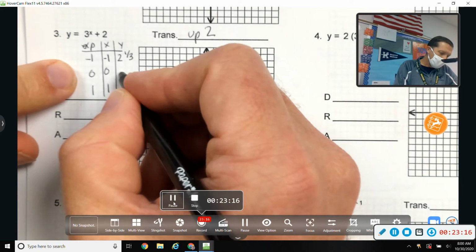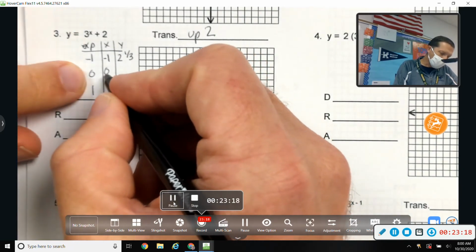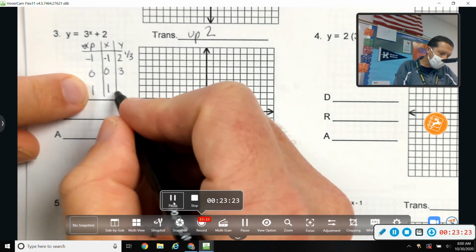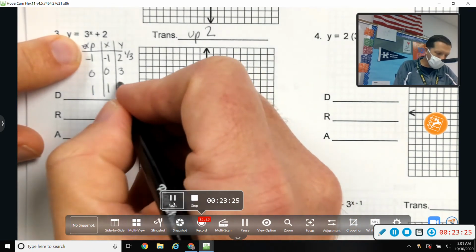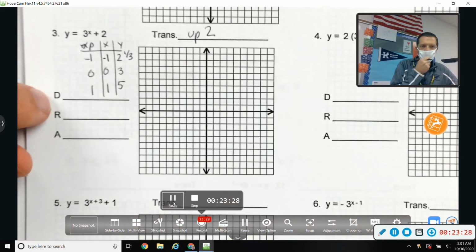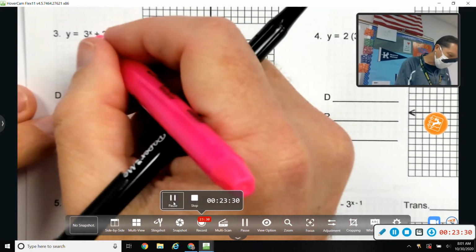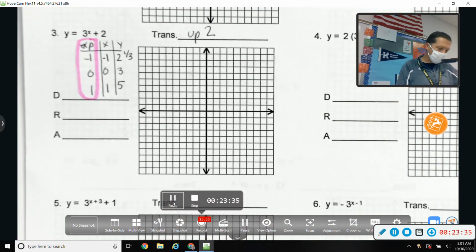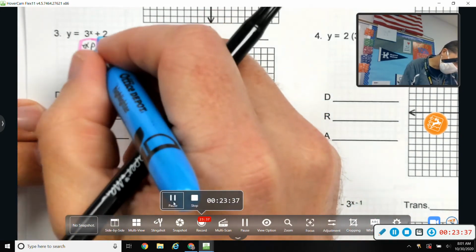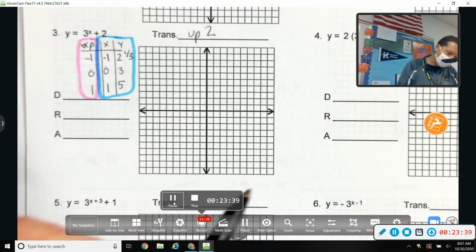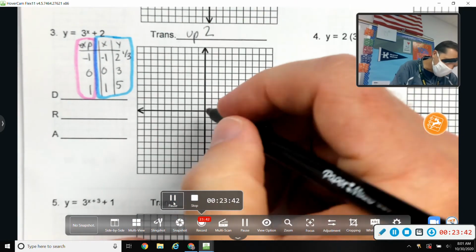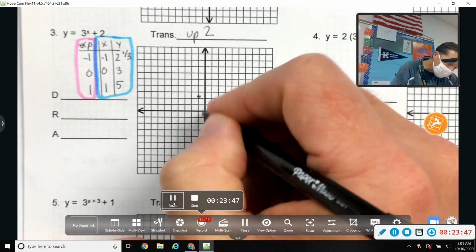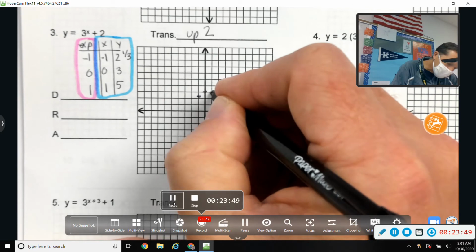I plug in 0, 3 to the 0 is 1, plus 2 is 3. I plug in 1, 3 to the first is 3, plus 2 is 5. So let's graph them. Again, be careful, although I guess it wouldn't matter on this one. The exponent stuff is the helping stuff, but the graphing stuff has got to be the x and y pieces. So -1, 2 and 1/3. 0, 3, and 1, 5.